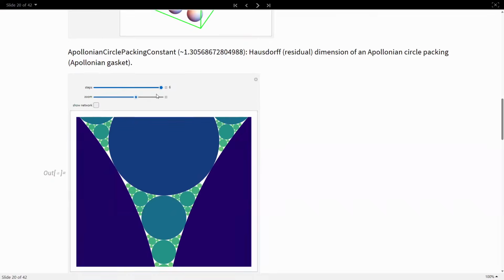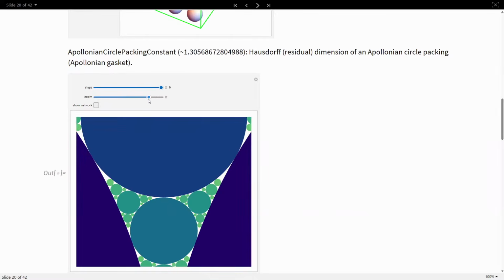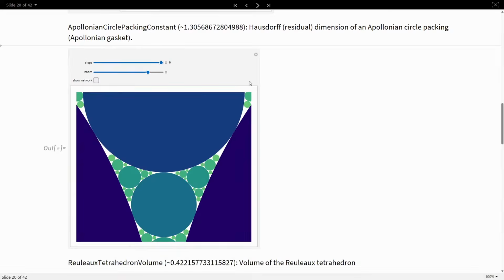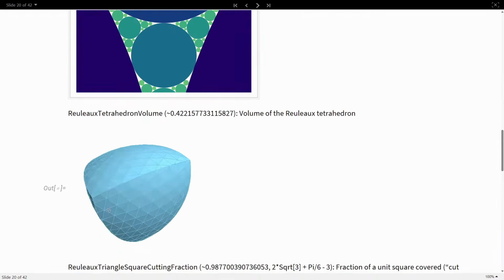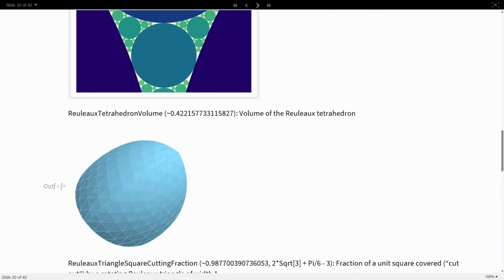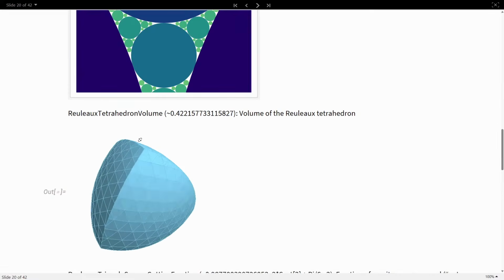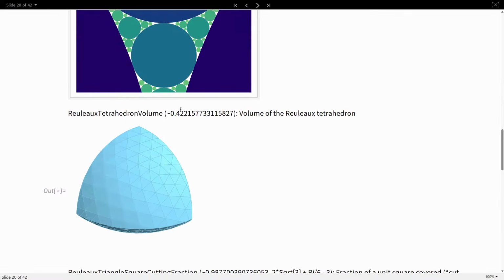I'm not sure what happens when we zoom here. Yes. So these are the Apollonian circles. Another dealing with packing is the Reuleaux tetrahedron, where we basically bound a tetrahedron with spheres. And the volume of the unit Reuleaux tetrahedron is this value here.